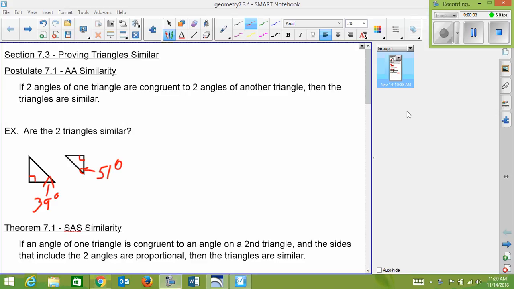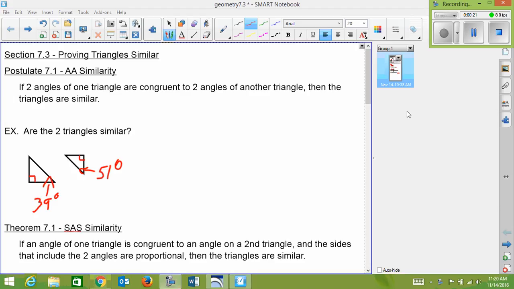Hello and welcome to section 7.3, which is on proving triangles similar. So we're starting out with postulate 7.1, which is the AA similarity postulate. It simply states that if two angles of one triangle are congruent to two angles of another triangle, then the triangles are similar.